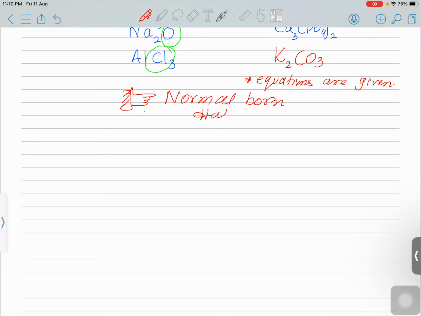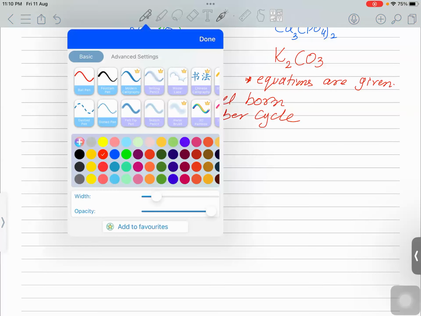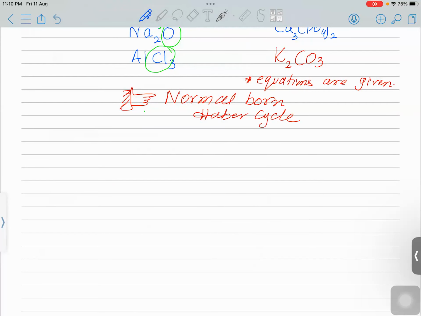Born-Haber cycle. In the normal Born-Haber cycle, you have six cases, maximum six cases. Case number 1: group 1 plus group 17.